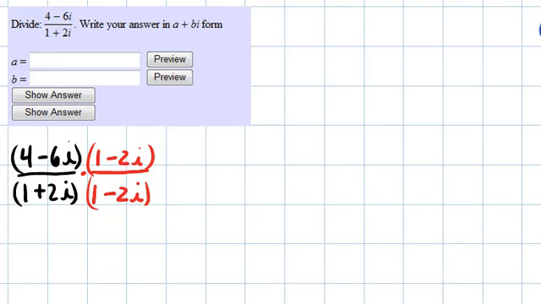So when we multiply the top, we've got 4 multiplications to do. 4 times 1 is 4. 4 times minus 2i is minus 8i. Now I have to come back and do minus 6i times 1 is minus 6i. And then minus 6i times minus 2i is plus 12i squared. Whenever you see an i squared, we're going to be coming back to replace that with a -1.